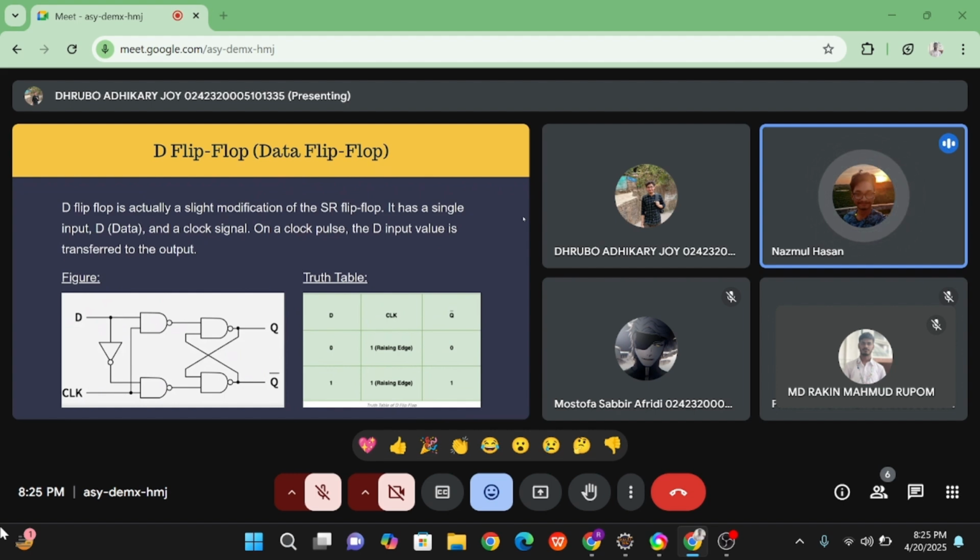Now, there are some key differences between the SR flip-flop and D flip-flop. The SR flip-flop has two inputs, set and reset, whereas the D flip-flop has only one data input. The D flip-flop avoids the invalid state of the SR flip-flop by design, and the D flip-flop is simpler and more commonly used in modern circuits, especially for registers and memory.